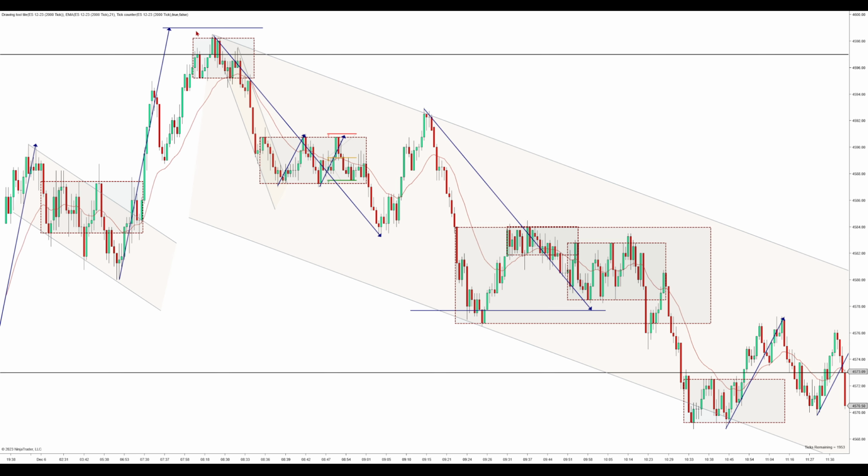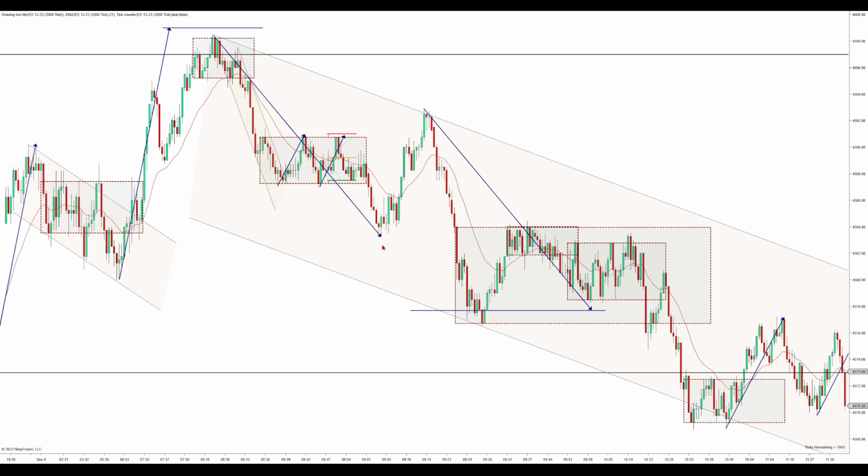And so even though these two legs are not the same angle, it's very common you'll get a more mellow leg down, and then you'll get a much sharper leg down, but just drag that measured move level over and it'll often react right off of it. And so we still got that two-legged move right here, this measured move bouncing up.